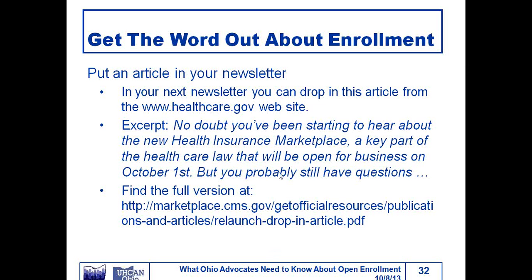Okay, so there are some things that you can do with your members right now, or your clients, your constituency, to help them understand more about open enrollment. You can put an article in your newsletter, and if you go to the healthcare.gov website, you will find that there are articles that you can just drop right into a newsletter. So it makes it pretty easy. Next slide.